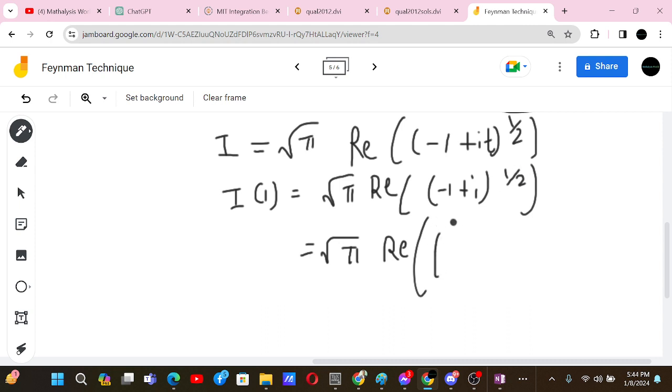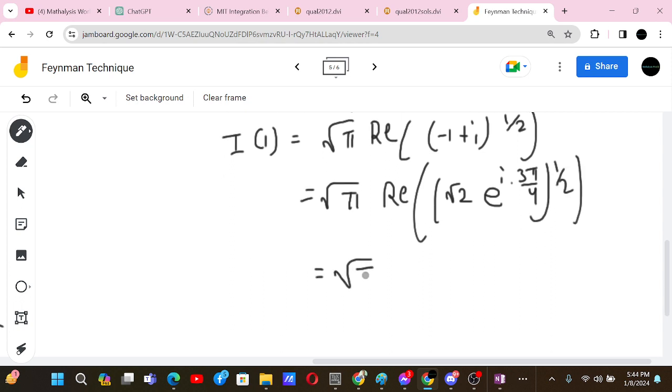Now root 2 is the magnitude, and the angle will be tan inverse of minus 1 by root 2, and this is minus times plus. So that will be 3 pi by 4. So e to the power i times 3 pi by 4. Because it's in the second quadrant, that's tan inverse of minus 1. So that's 3 pi by 4, to the power half.